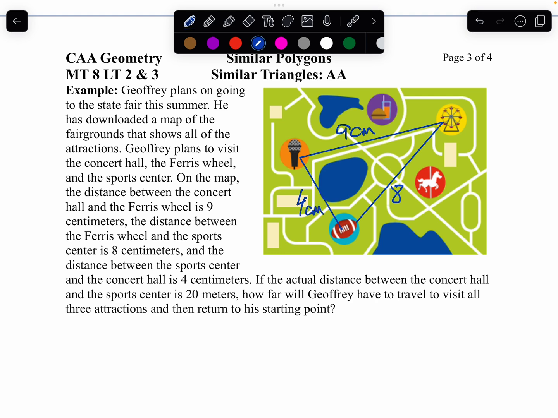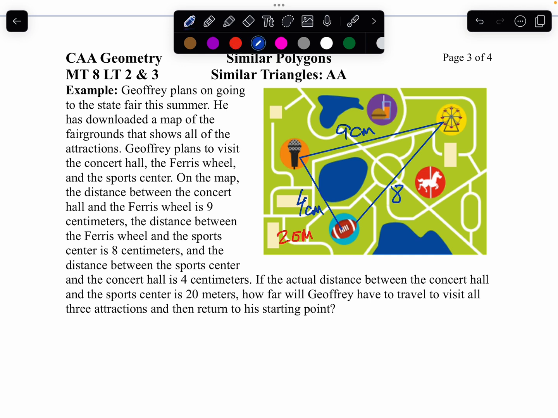And the actual distance between the concert hall and the sports center is 20 meters. So let's represent that. So concert hall to the sports center is 20 meters. How far is he going to travel? Well, here's what we know.